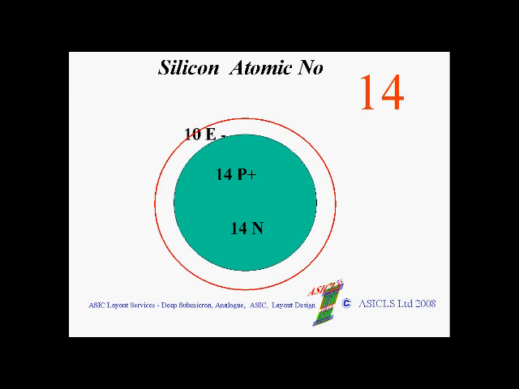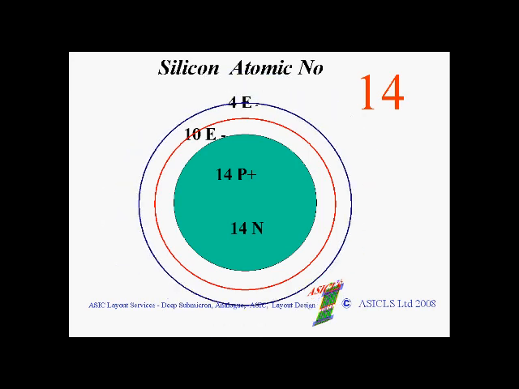The inner shell has 10 electrons, which circles around the core, and the outer shell has 4 electrons, which circles around the core and the inner shell. If you think of the number 14, it's made up of a 1 for the tens column and a 4 for the units column. This should help you to remember which electron goes where.